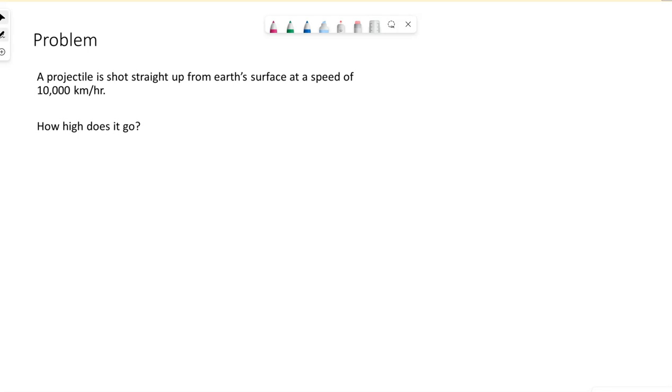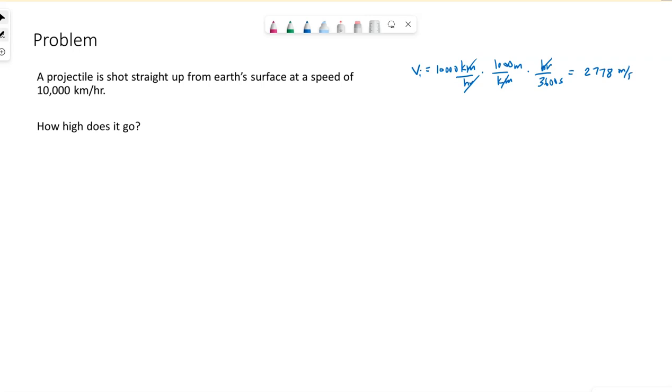All right, so we have an initial speed of 10,000 kilometers per hour. So this is traveling really fast. A kilometer is 1,000 meters. An hour is 3,600 seconds. So 2,778, that's rounding it to a whole number, meters per second.